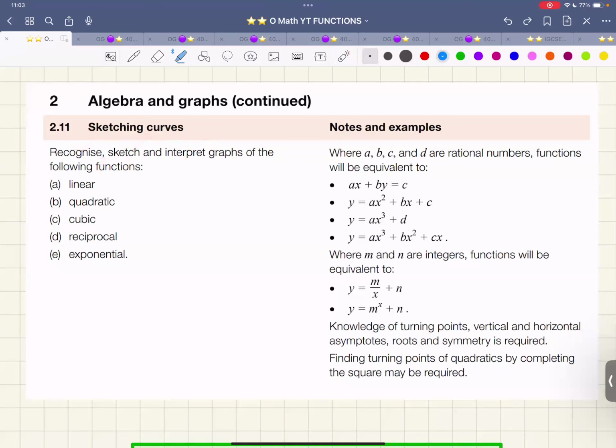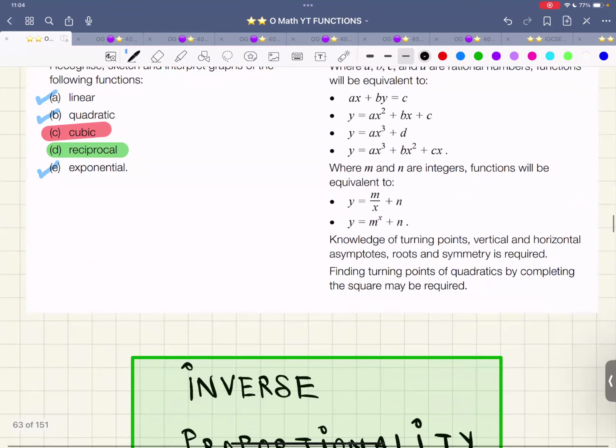We already talked about linear function. We already talked about quadratic function. We talked about exponential function. And now I'm focusing on reciprocal function. And then also in another video, I'll be focusing on cubic. So let's talk about reciprocal function. When we talk about reciprocal function, we are basically talking about this. And then we are focusing on this thing. That is y is equals to a constant over x plus n.